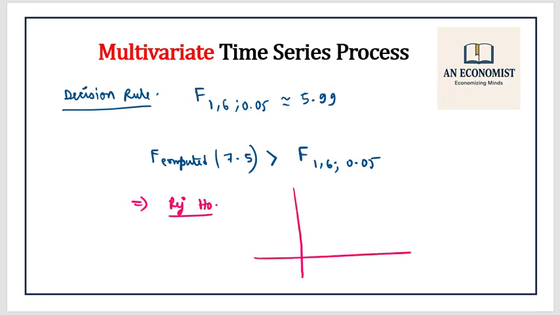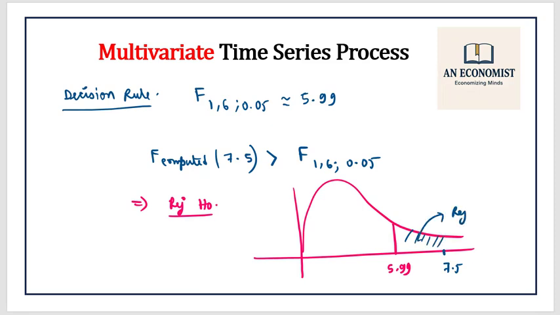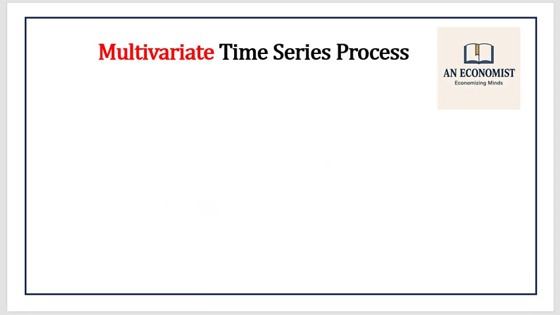And diagrammatically, if this is your distribution, the critical value is 5.99, and your computed value lies somewhere here, 7.5. So we are in the rejection region, so we will reject it. Now, this is what we are saying here. And finally, what is the interpretation of all this? Let me write a short interpretation.